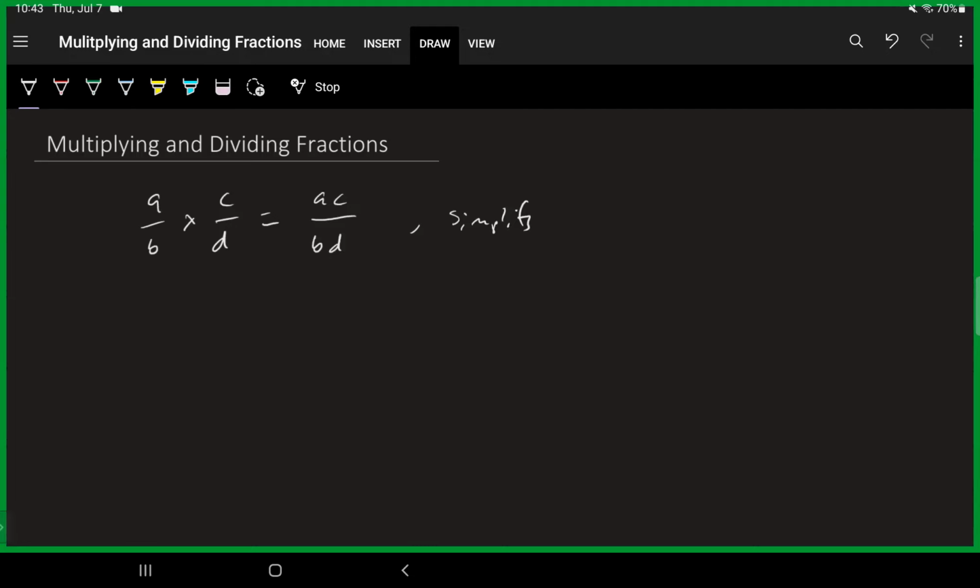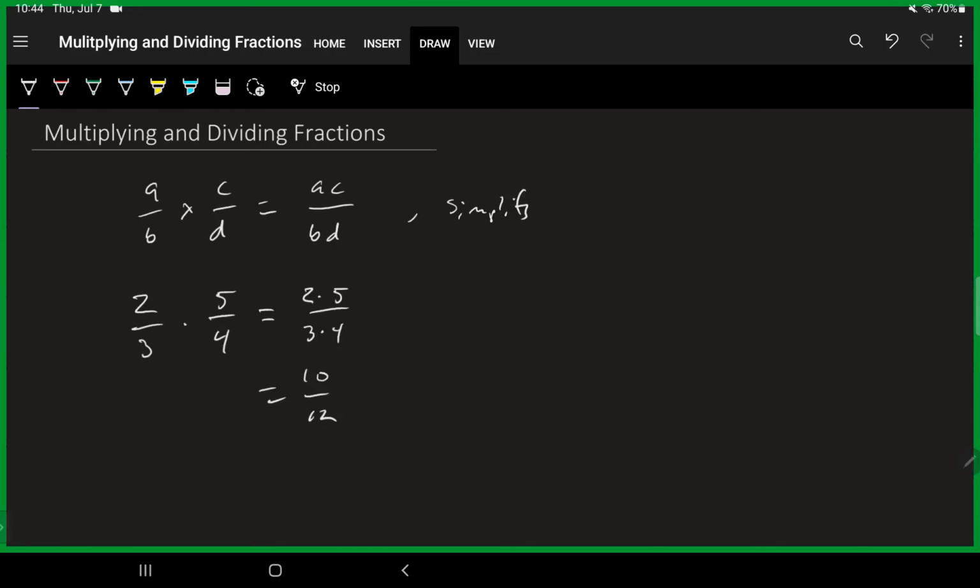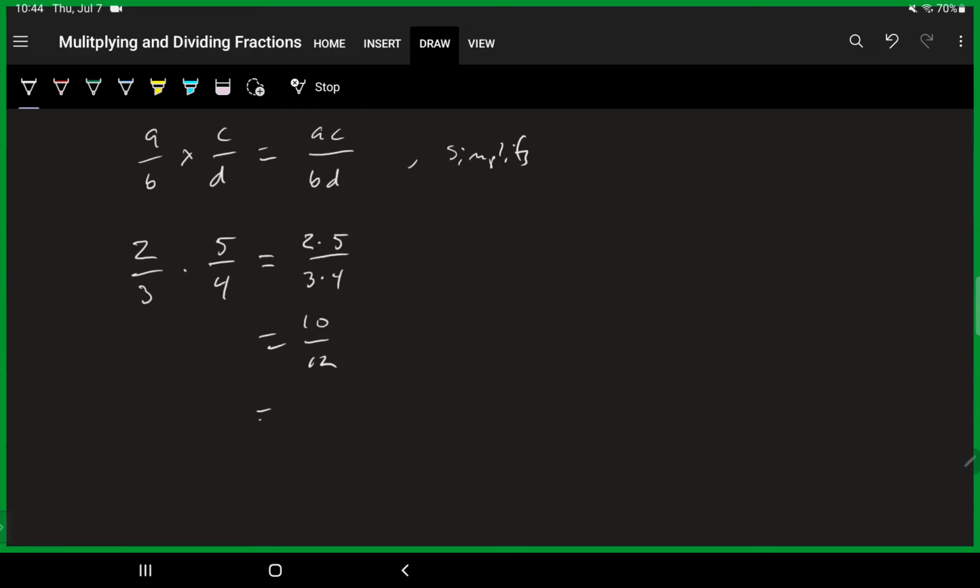So real quick, let's look at a couple examples. Let's look at 2/3 times 5/4. If I'm just following the definition, it's 2 times 5 and 3 times 4, and I'm going to get 10/12. And we know we can simplify 10/12 because the numerator and denominator both have a 2 in common, and we can get 5/6 as an answer. So that's if I'm going straight with the definition.